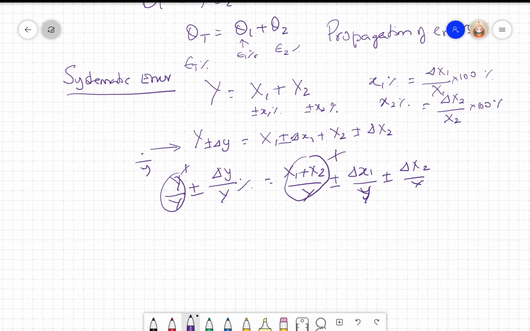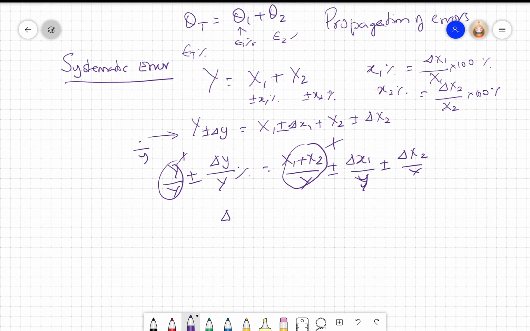So I will have delta y by y, not percentage. I don't know why I put percentage there. I'm sorry, just delete this. So delta y by y, we simply multiply into 100%. That would be y percent, right? Error in y.